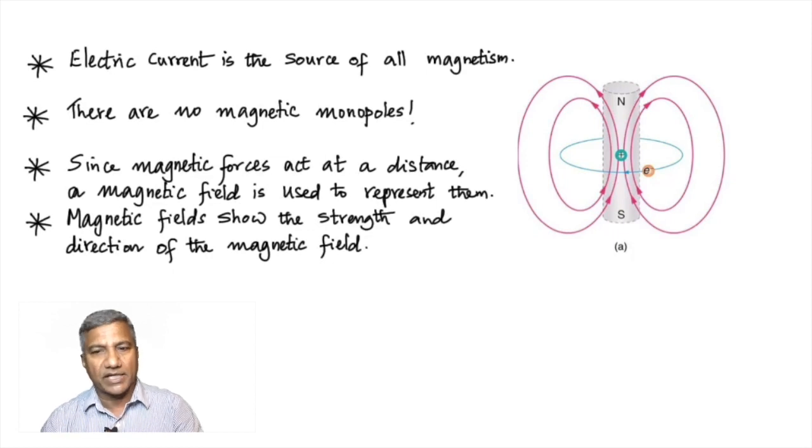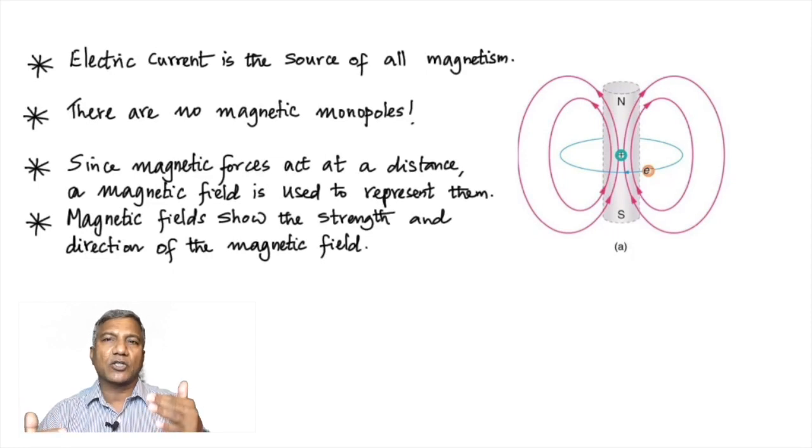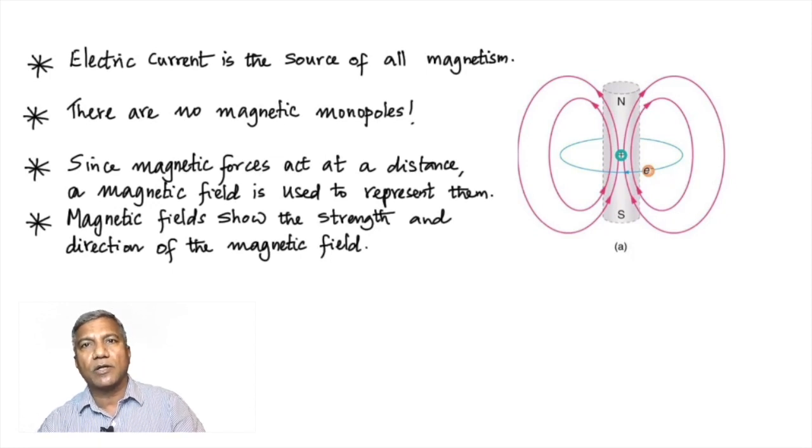So same thing, you have a magnetic field around a magnet, and the magnetic field shows the strength and direction of the field. If you have lines closer to each other, then you have a stronger magnetic field. For example, the lines here are closer, so that's a stronger magnetic field as compared to the lines here that are further apart, which means it's a weaker magnetic field. So magnetic fields can be drawn to show the direction and the strength of a magnetic field.